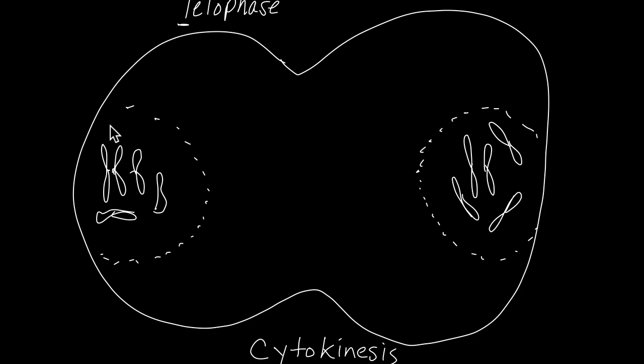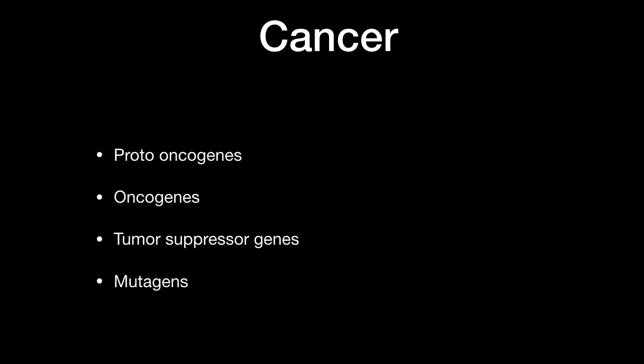Okay, so once the nuclear envelope is reformed, the chromosomes are going to unravel to make transcription and translation more accessible, and we'll have a finalized cell division. Okay, so at the end of telophase, we have cytokinesis, and then we'll have 2 distinct daughter cells.